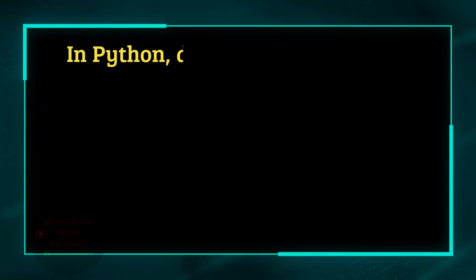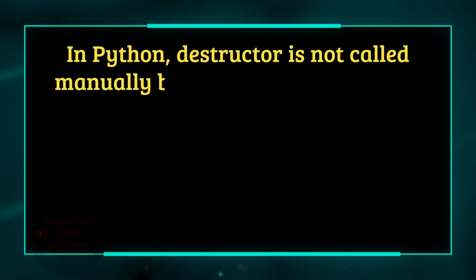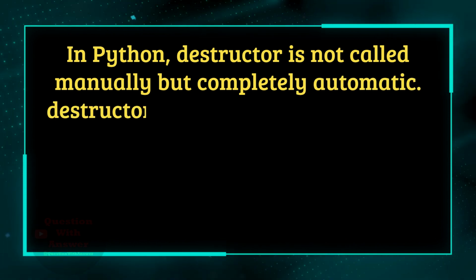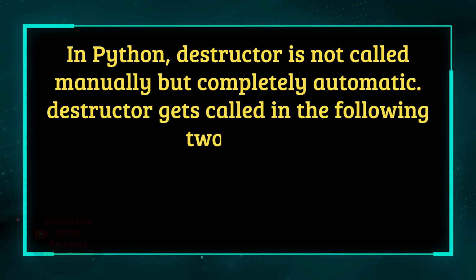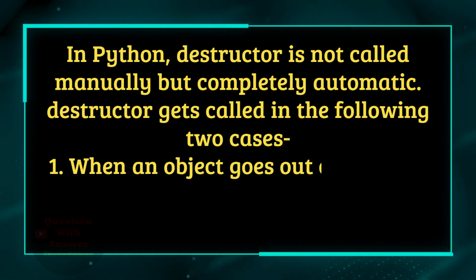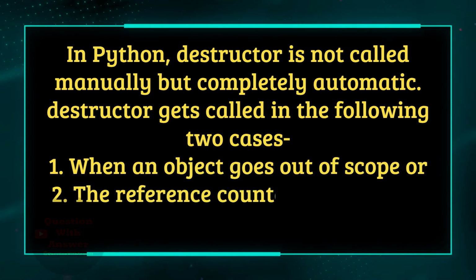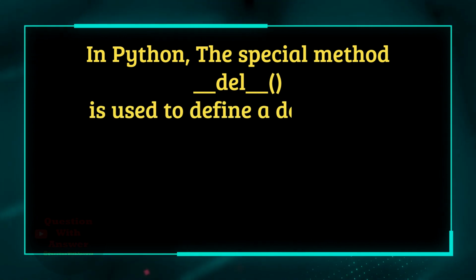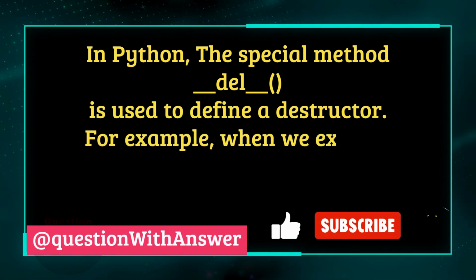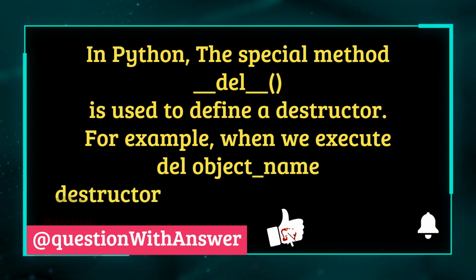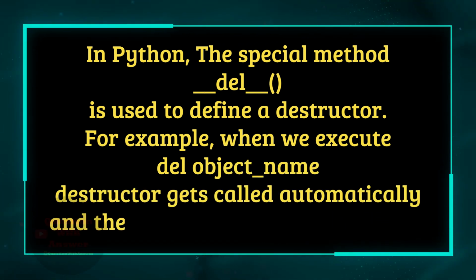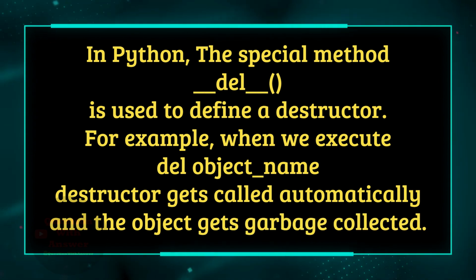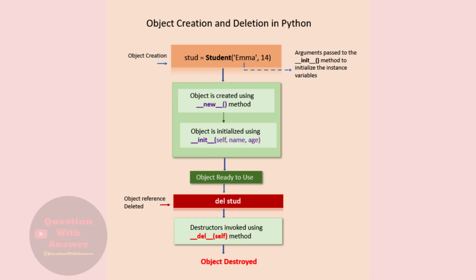In Python, a destructor is not called manually but completely automatically. A destructor gets called in the following two cases: 1. When an object goes out of scope, or 2. The reference counter of the object reaches 0. In Python, the special method __del__ is used to define a destructor. For example, when we execute del object_name, the destructor gets called automatically and the object gets garbage collected. This is how constructors and destructors work in Python object-oriented programming.